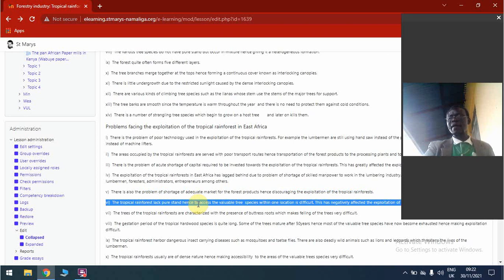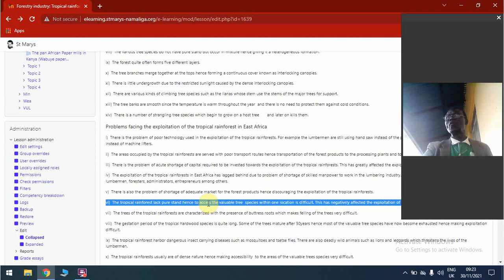Besides, we have another problem of physical condition. The exploitation of the tropical rainforest is affected by lack of pure stand in the areas of the tropical rainforests. I had explained what pure stand means, but let me explain again. The tree species in the tropical rainforest areas are intermixed together, or they are heterogeneous.